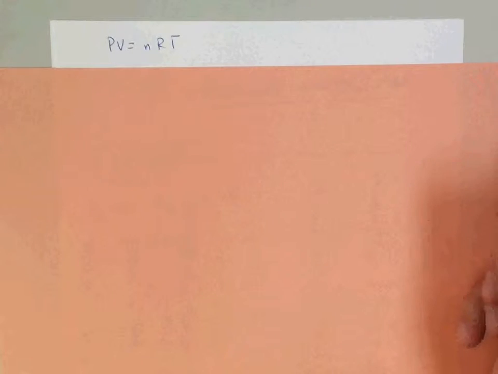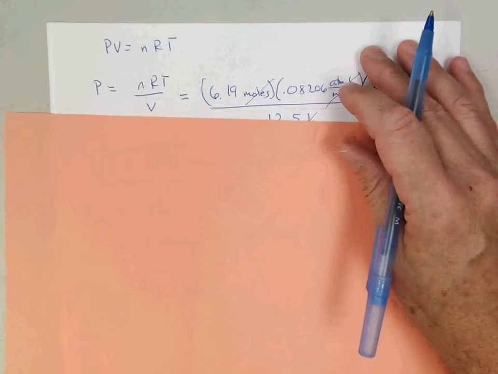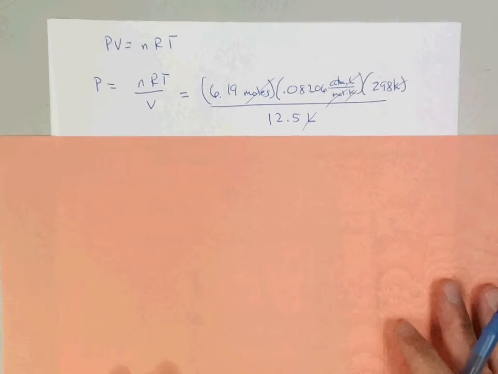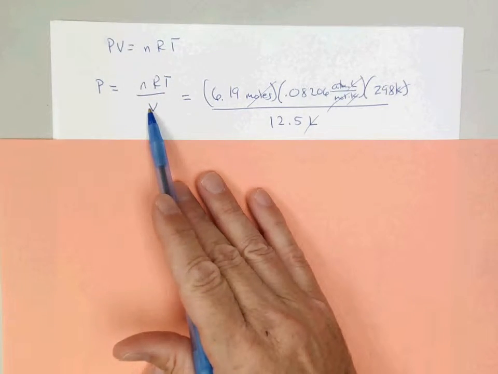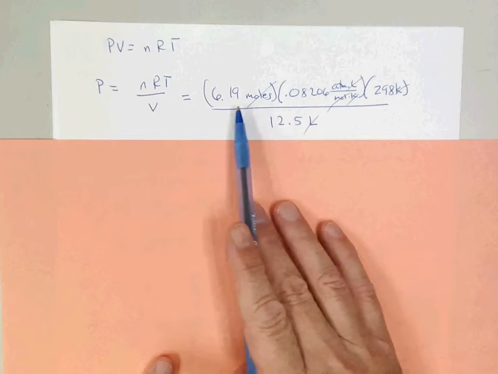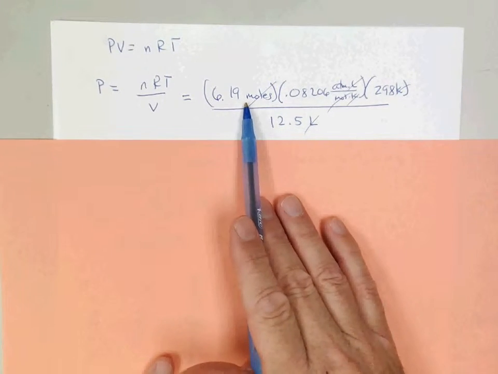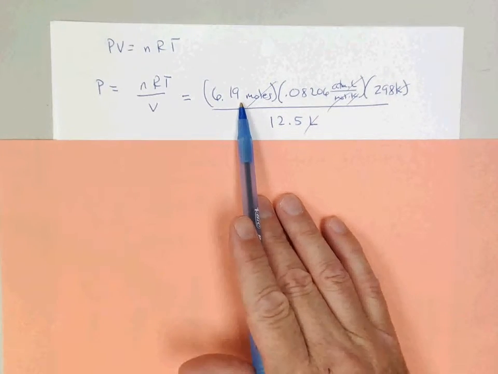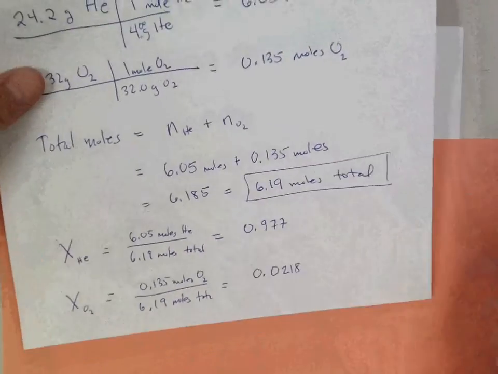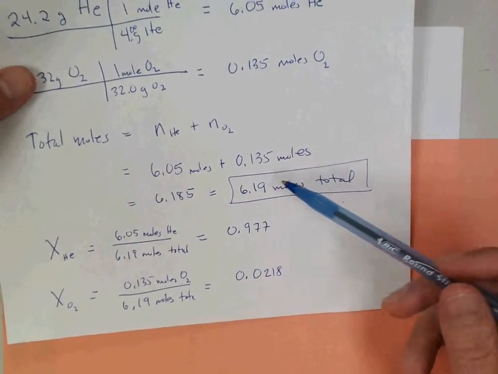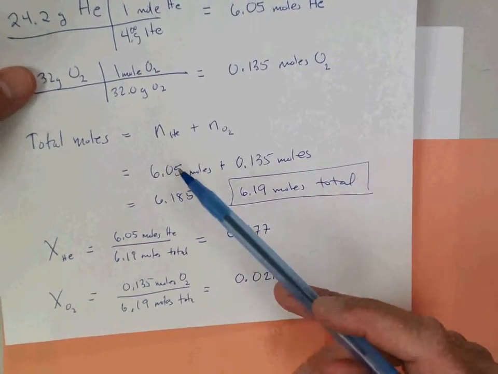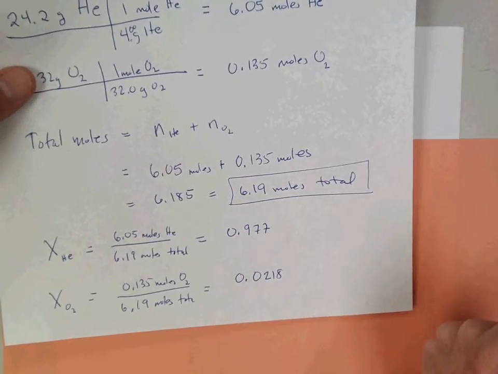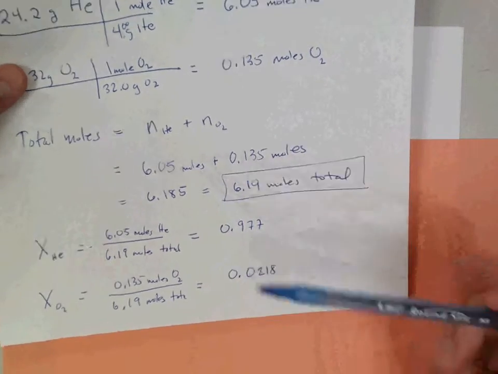So if we write PV equals nRT, and then we're going to manipulate the equation. So P is equal to nRT divided by V. Then we're going to add the values. So the number of moles is 6.19. Remember, that's what we found once we added up the total moles after we added up the two amounts of helium and oxygen.